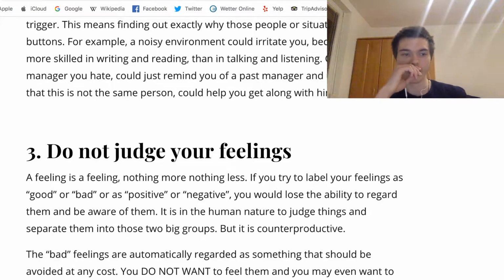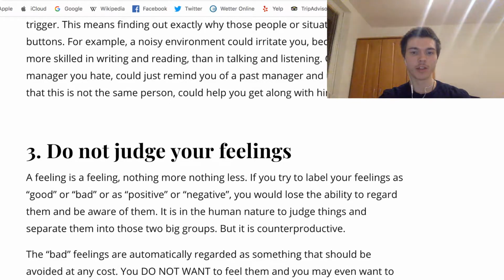And I would say feelings occur because of certain things, and it is what it is, and you might be able to change it, but for changing it you must know why you have these certain feelings, and for this you have to know what triggers them. And there we land at the point we had before. Nevertheless, you would lose the ability to regard them and be aware of them.